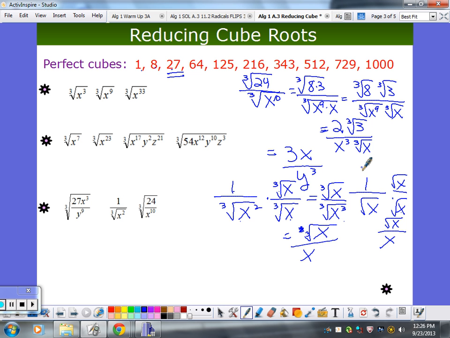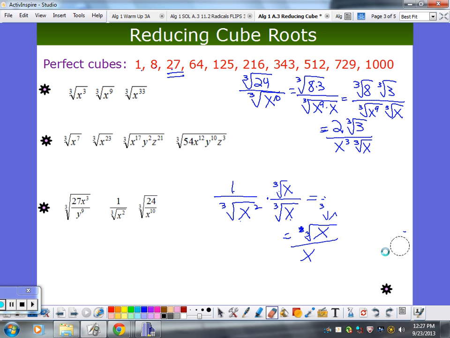Okay, so I simplified it as much as I can, but I still have a radical in the denominator. How am I going to clear that out? What would I multiply by? That gives me the cube root of x squared. Is that enough? Is cube root of x squared a perfect cube? No. I think I need another x, right? Because x times x squared gives me an x cubed. That'll do it. Whatever I do to the denominator, do to the numerator.